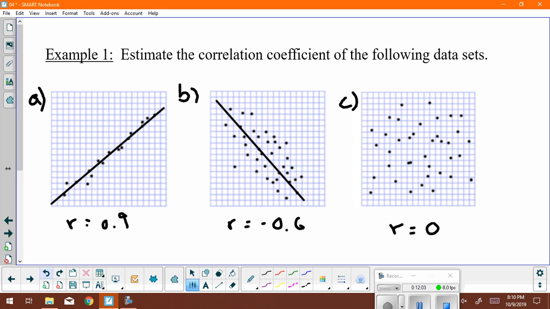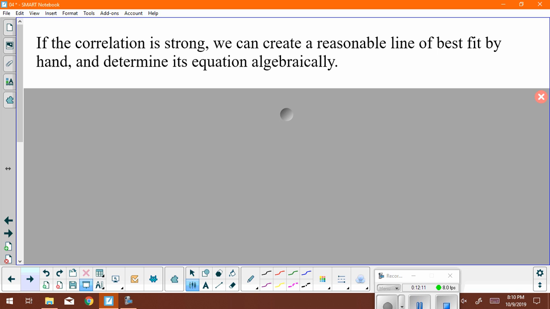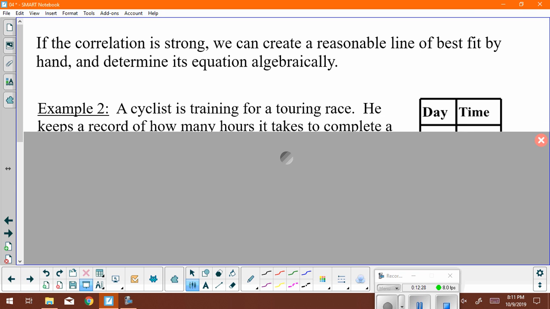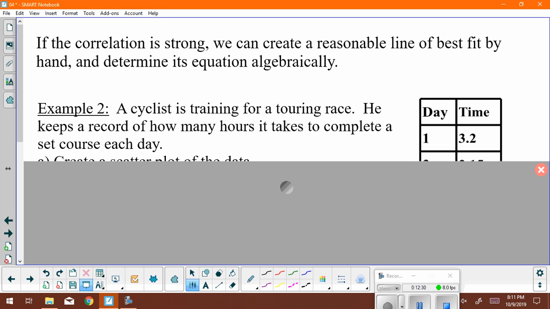Okay. So for our second example, now we're going to review how to graph these out and do a line of best fit by hand. If the correlation is strong, it's a good trend, then we can do a line of best fit by hand, and we can determine its equation algebraically, the way that you did in grade 9, grade 10, finding the equation of a line. So here's the example we're going to use.